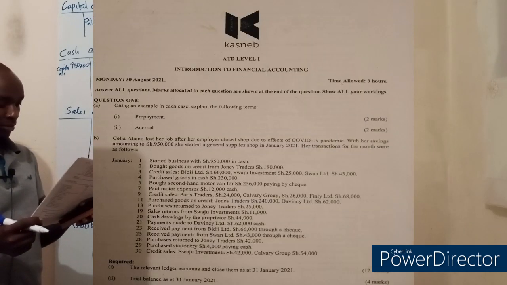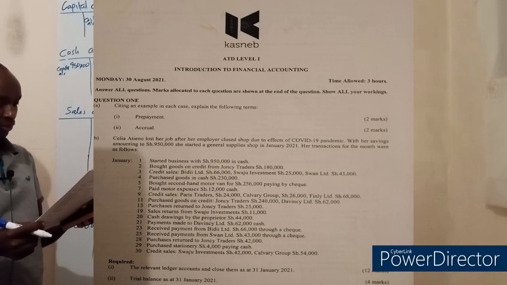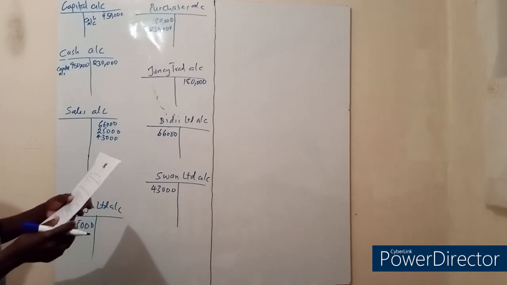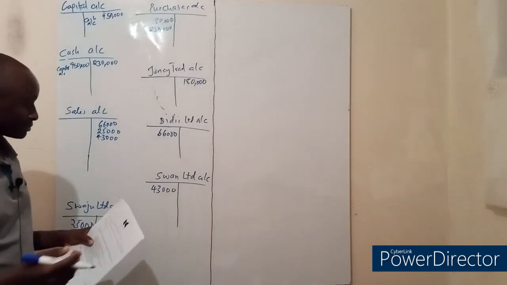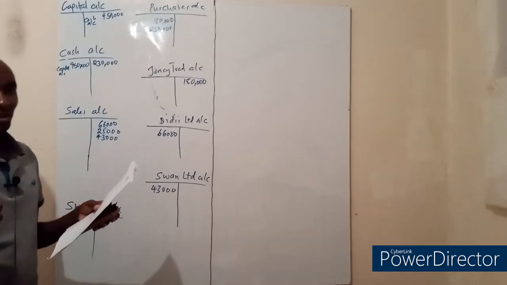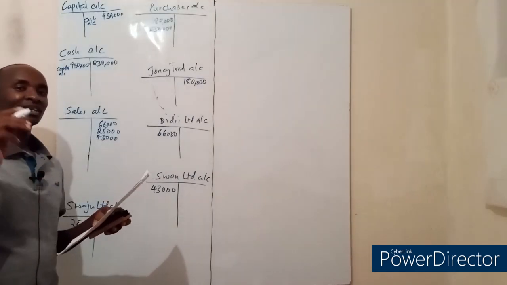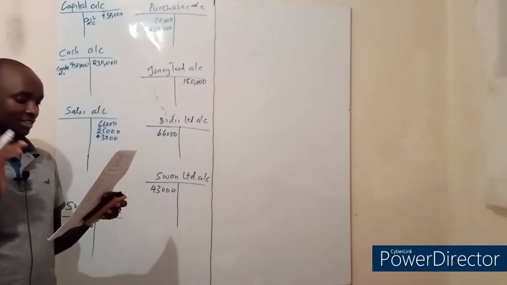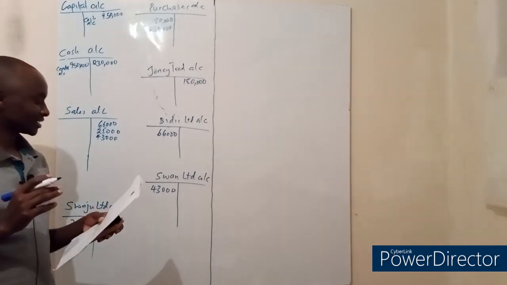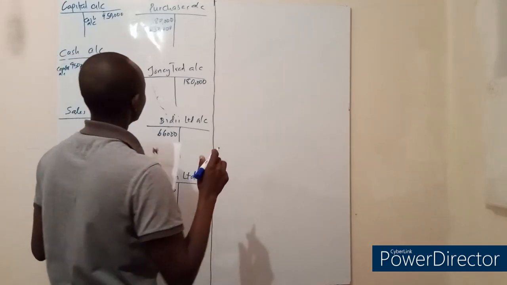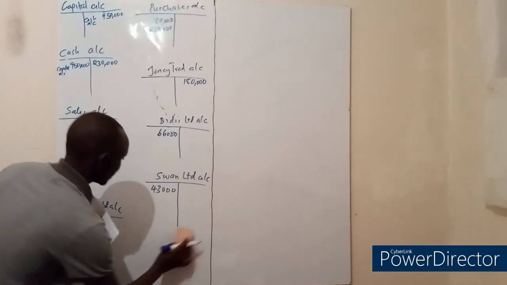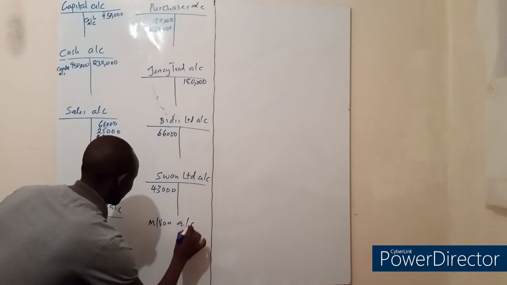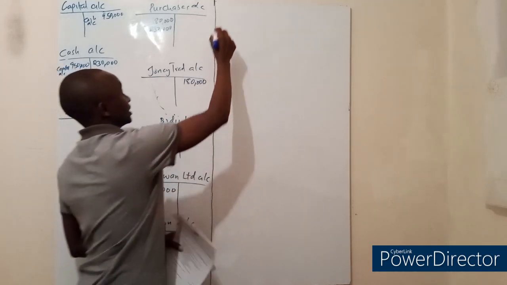January 5th, bought second-hand motor van for 256,000 Kenya shillings, paying by check. So here we have motor van account and bank account, right? Payment by check means payment through the banking process. So we're going to open the bank account and second-hand motor van account. Are we together? So let me open the motor van account here. Then I open the bank account here.